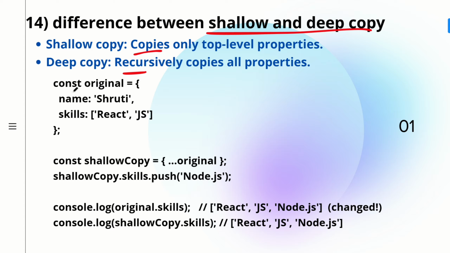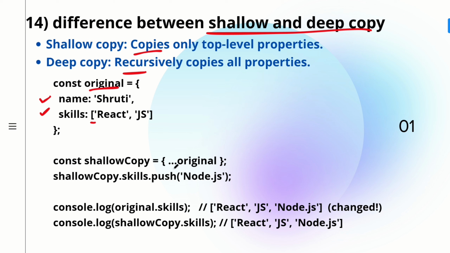So the code snippet which was given has an object which has a few properties, like name Shruti, and then there is skills, and this is an array. We all know that an array is a non-primitive data type, right? So this is how the original object was present: one string property, and then one array property.